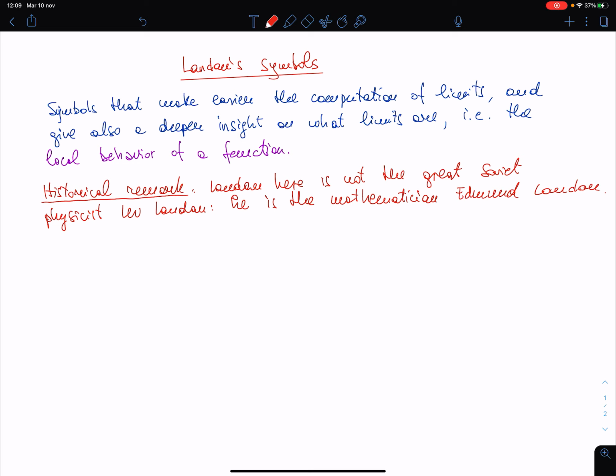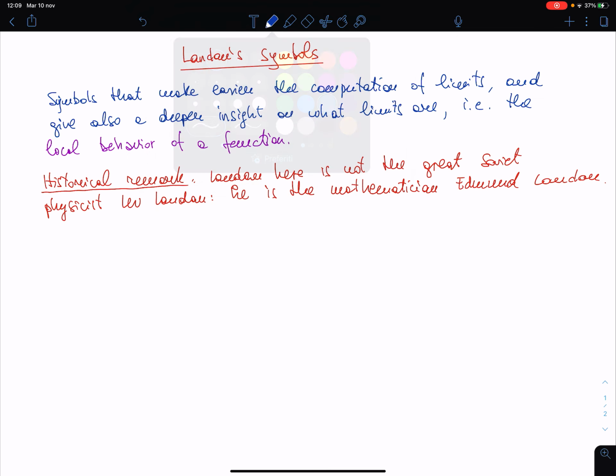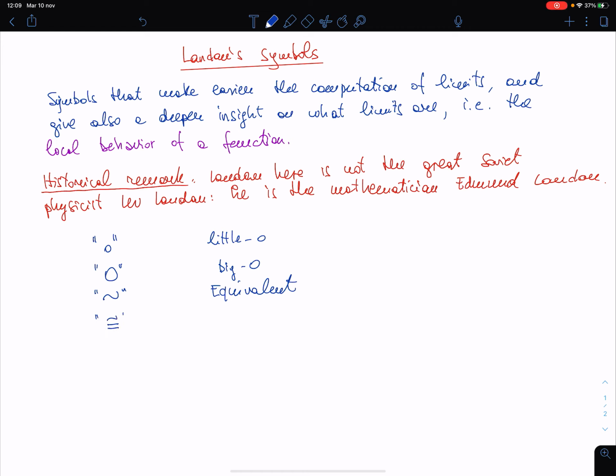However, Landau symbols are four. You can find them in books. A first symbol which is a little o, called little o. Another symbol which is a big O, called big O. Then a sort of snake, called equivalent. And here you have an equal and a snake, called equi-large. We will introduce just two of the symbols, no big O and no equi-large. They will not appear at the exam. But indeed, the little o and the equivalent can be useful.